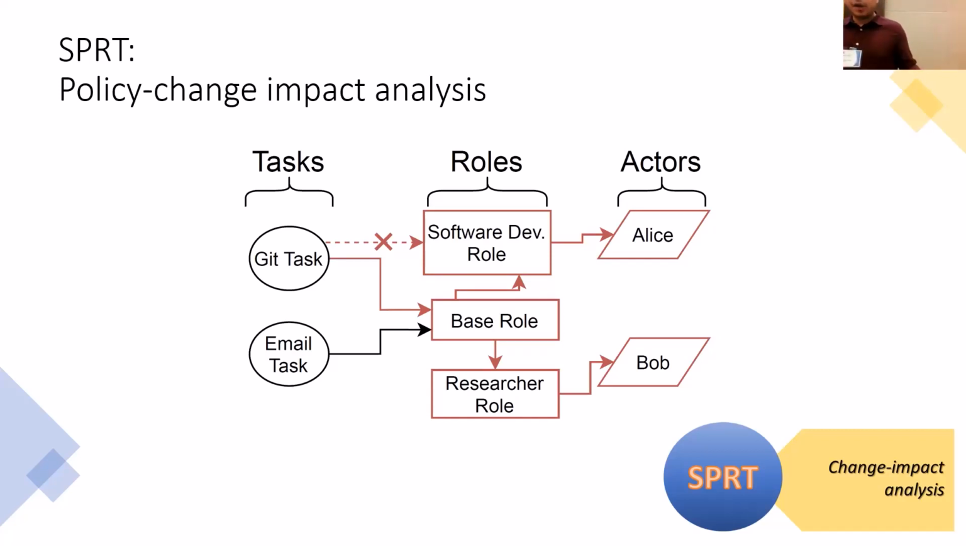The software developer and the researcher roles inherit the base role's access permissions, and so they can access the Git task. Now, since Alice and Bob are mapped to the software developer and researcher roles, they can access the Git task. Ultimately, nothing changes for Alice, as you can see; she just receives the same permission through a different path. But for Bob, it's actually an extra privilege that he did not have before.